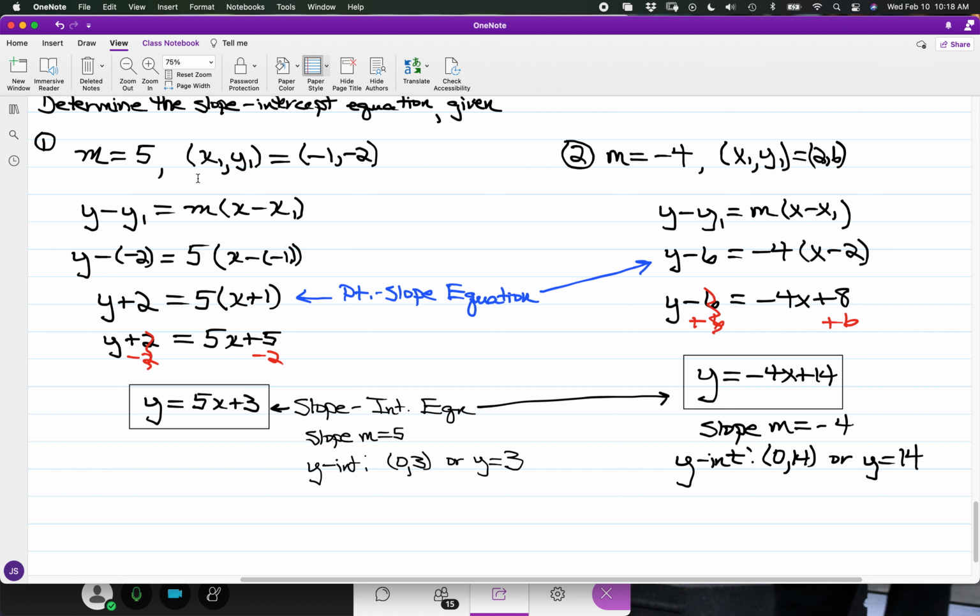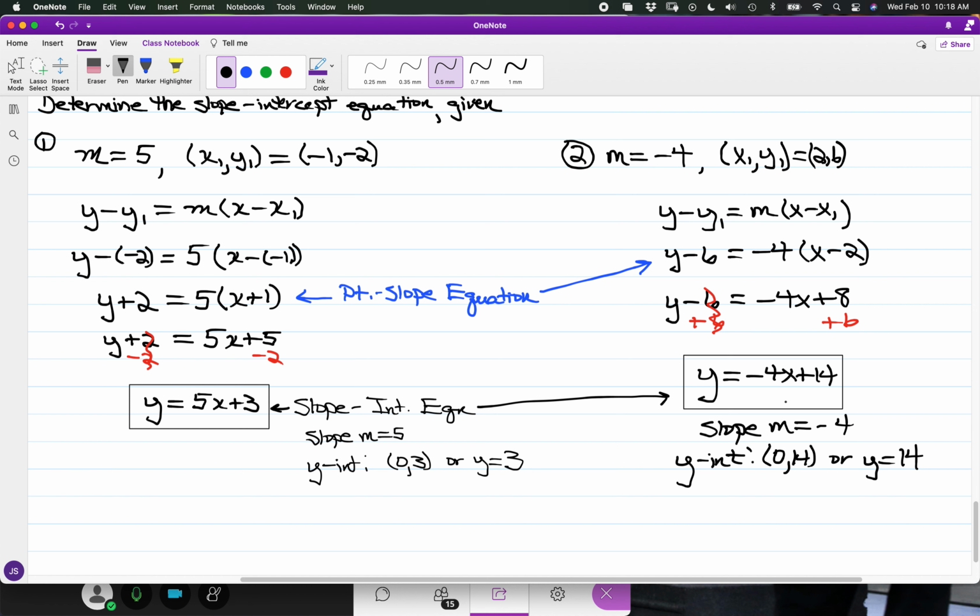Now with (2, 6) for x and y, y is at 6, and with x at 2, negative 4 times 2 is negative 8, negative 8 plus 14 is 6. Left-hand side is 6, right-hand side is 6, 6 is equal to 6, and so this equation also checks out.